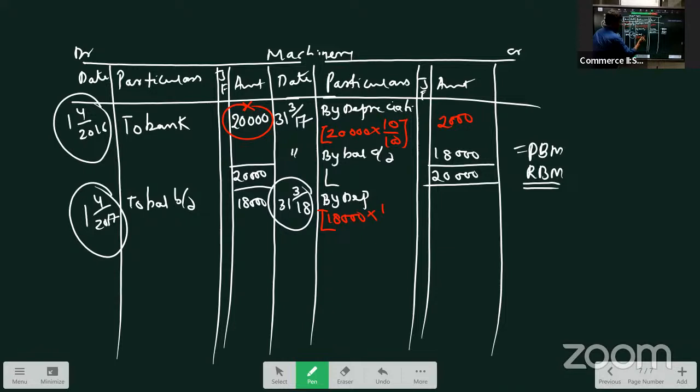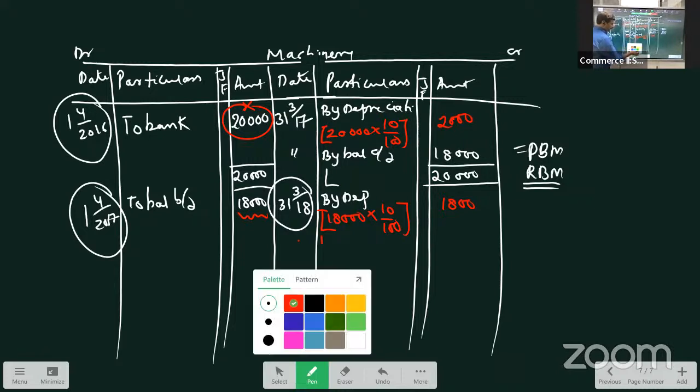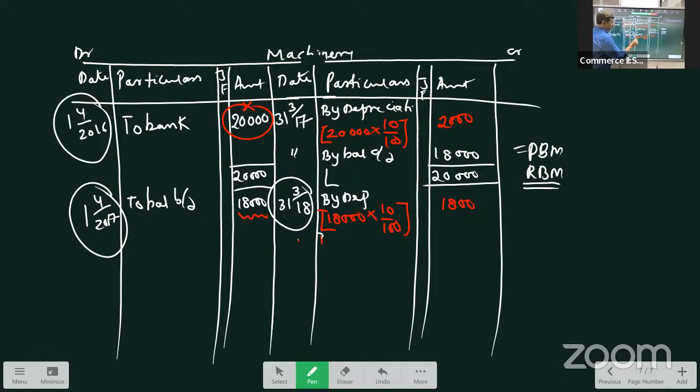So 18,000 into 10 by 100 is 1,800. Sir, why are we calculating on 18,000? Because we are following the second method, the diminishing balance method or written down value method, where depreciation will every year be calculated on the written down value. Then here, on this date, it is sold. When we sell it, we write by bank.